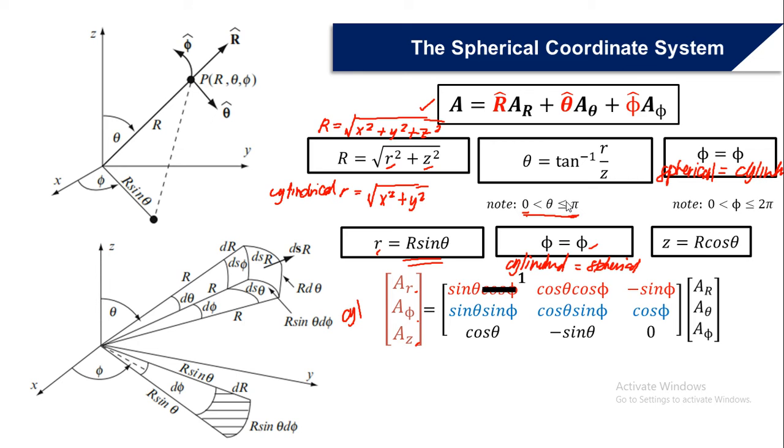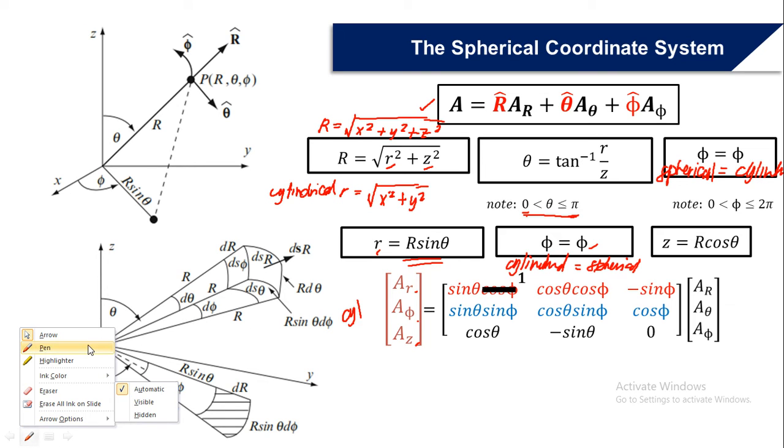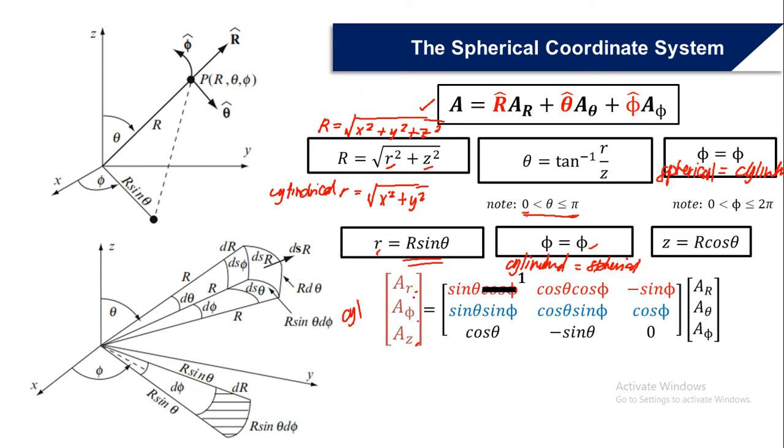Babalik rin lang natin yung ating formula. So, kung kailangan pala natin yung a sub r sa cylindrical, ang gagawin lang natin is i-set natin yung mga value ng sine and cosine ng phi. Pag cosine phi, magiging 1 yan. Pag sine phi, magiging 0. Okay? So tulad nito, magiging 1 yung cosine phi.